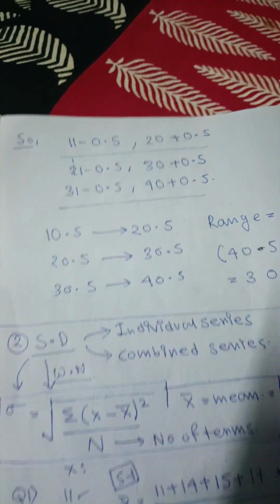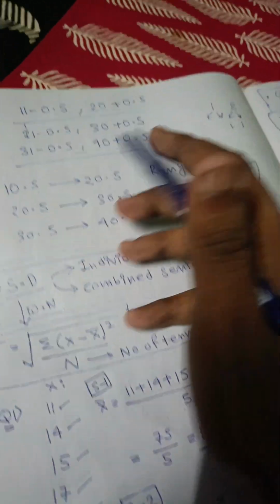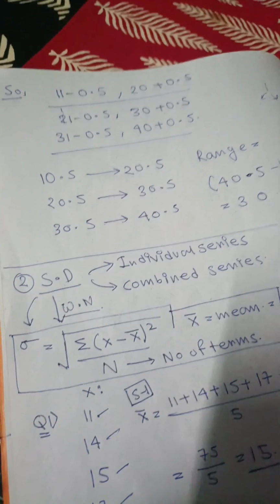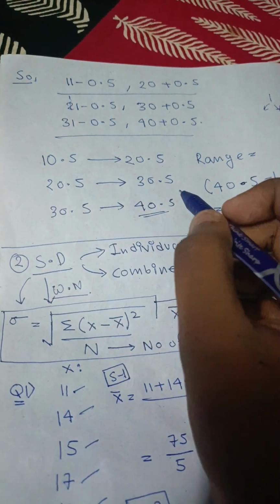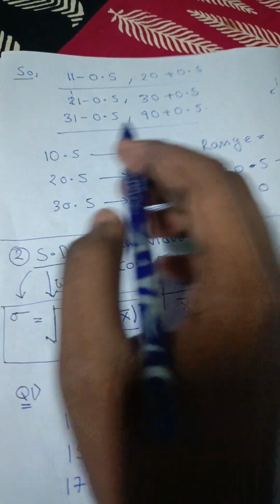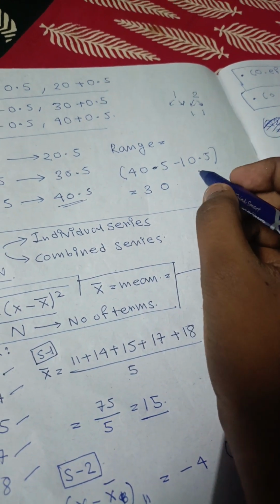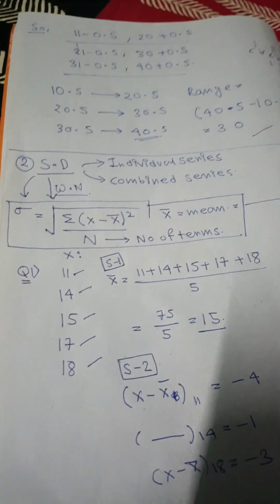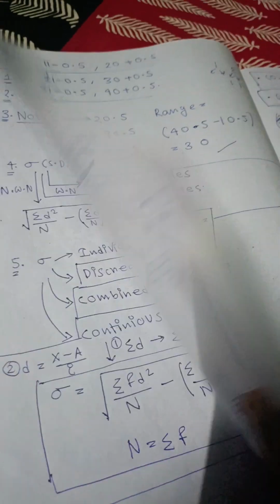So the new ranges are 10.5 to 20.5, 20.5 to 30.5, and 30.5 to 40.5. The highest value is 40.5, and the lowest value is 10.5. So the range is 40.5 minus 10.5, that is 30. So here we conclude the range section.